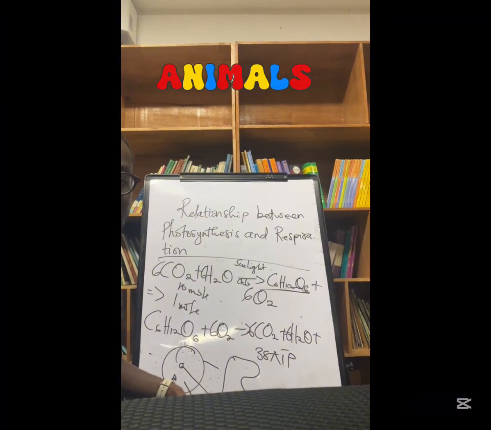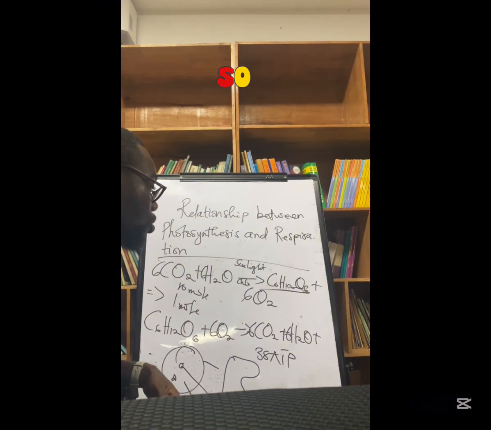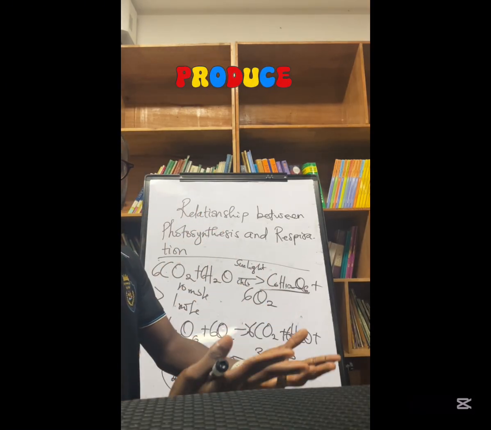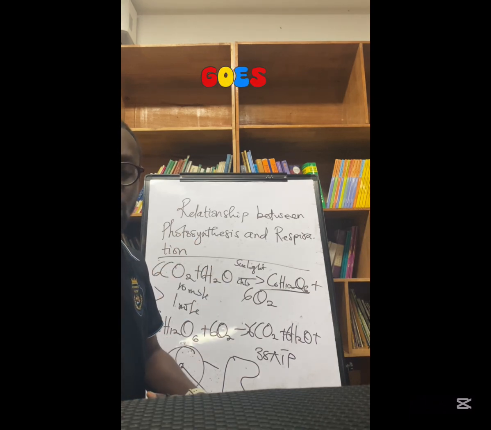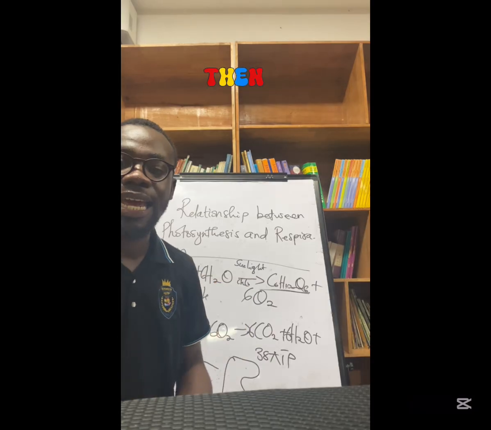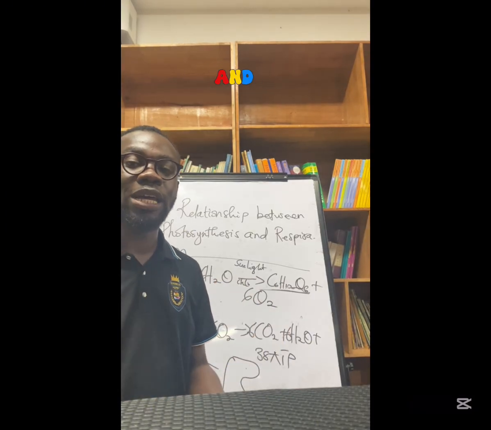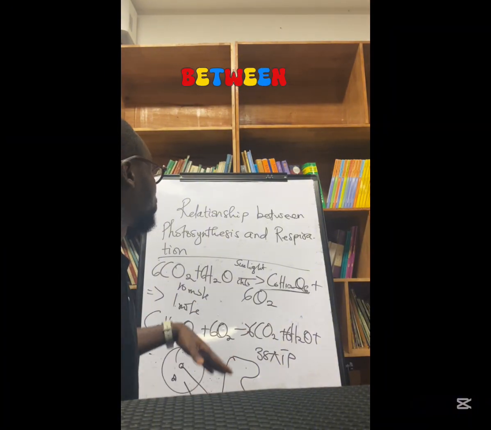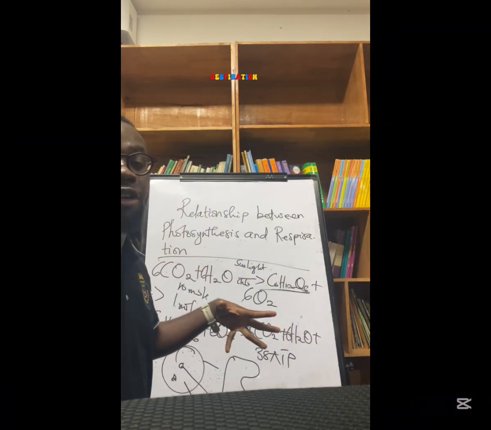Mind you, both plants and animals undergo respiration. So when you eat, you break it down, and then plants will produce the food. When an organism goes for the food, it will break it down. So autotrophs will produce the food, and then heterotrophs will go for the food, and then will be breaking it down as well. So that is the relationship between photosynthesis and respiration.